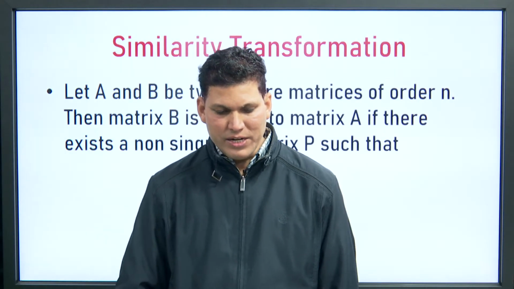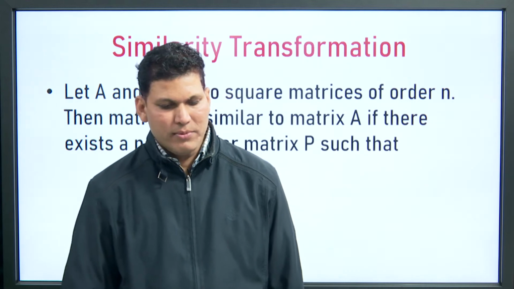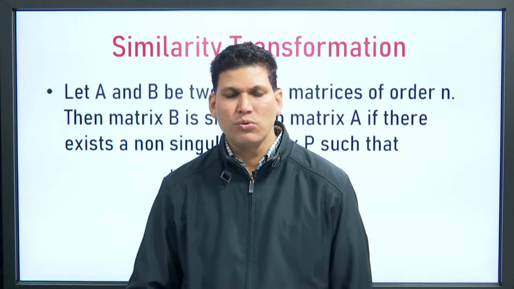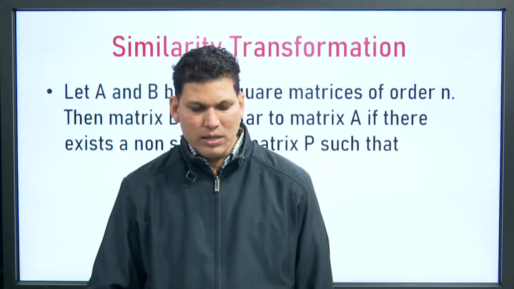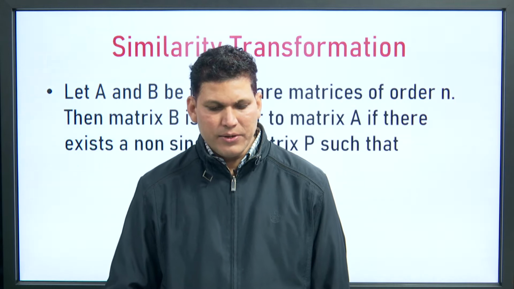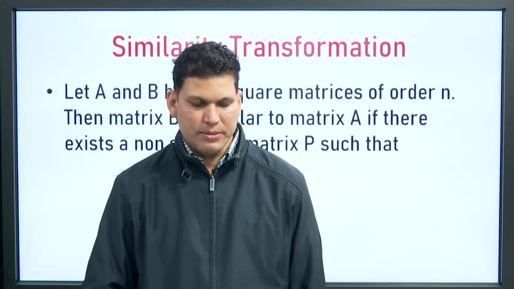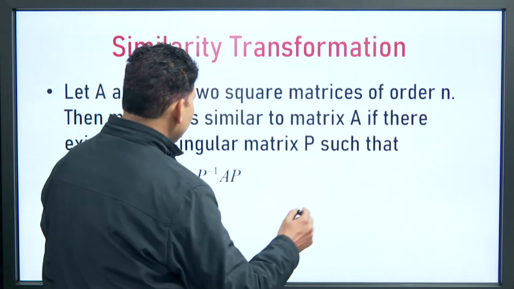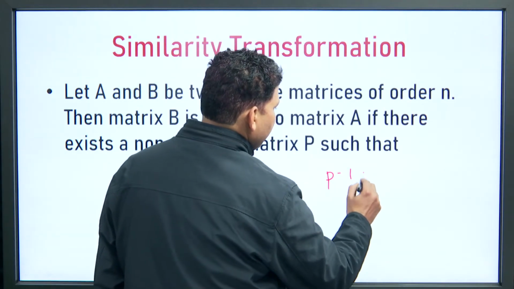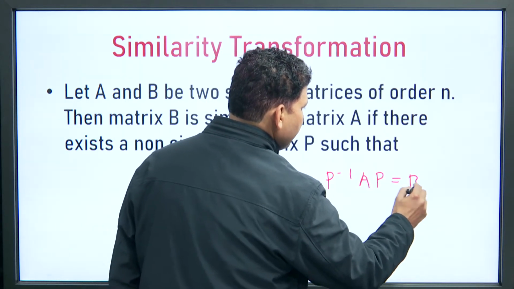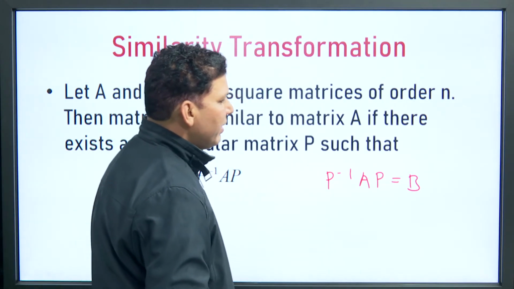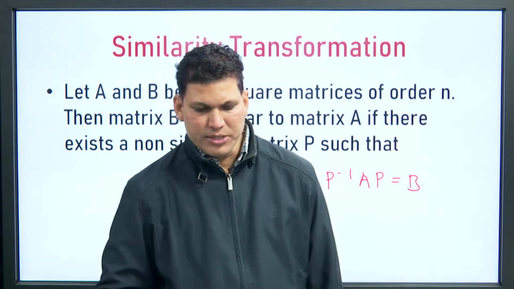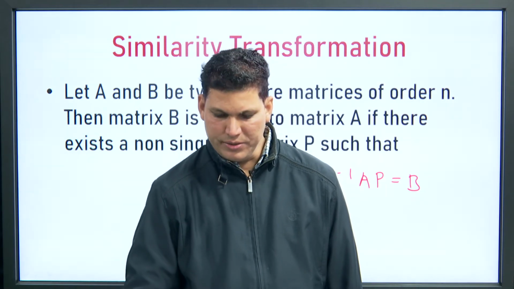So in the first part, what is the similarity transformation, or you can say similar matrices. Let us consider two square matrices of a certain order, suppose n. Then B is similar to A if there exists a non-singular matrix P such that P inverse AP equals B. So B is similar to matrix A. Similarly, we can prove that A is similar to matrix B, meaning this similarity transformation satisfies the symmetric relation.